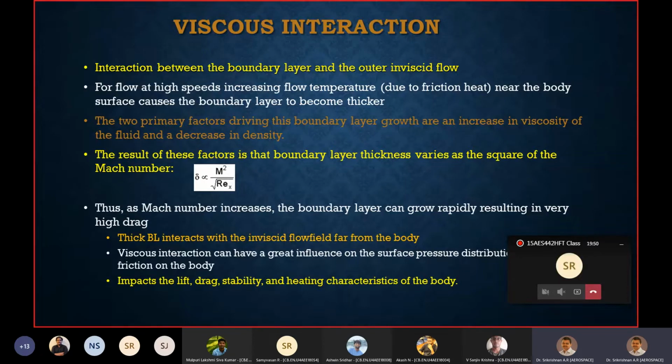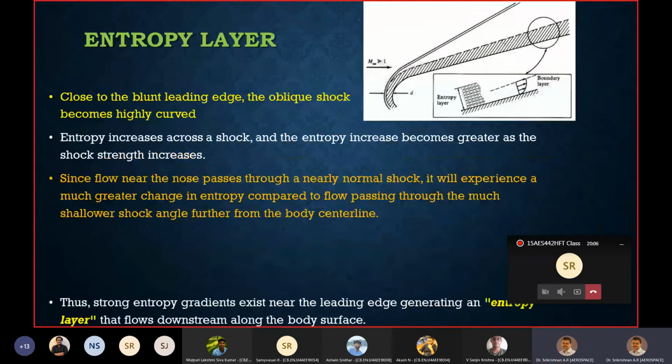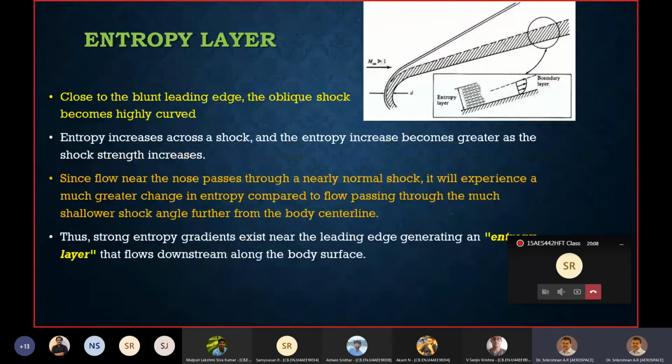Primarily because one of the factors that contributes to that is the viscous interaction. Again, later in the course we'll be addressing how to model viscosity, or how some of the correlations are used to model viscous forces. Now, the other property or characteristic of hypersonic flows is the entropy layer.